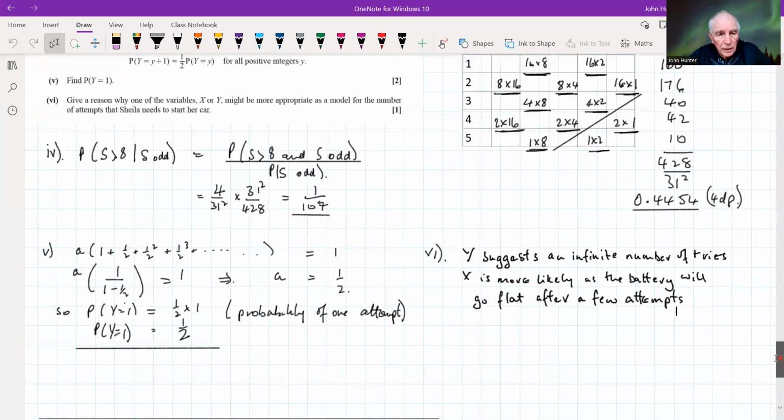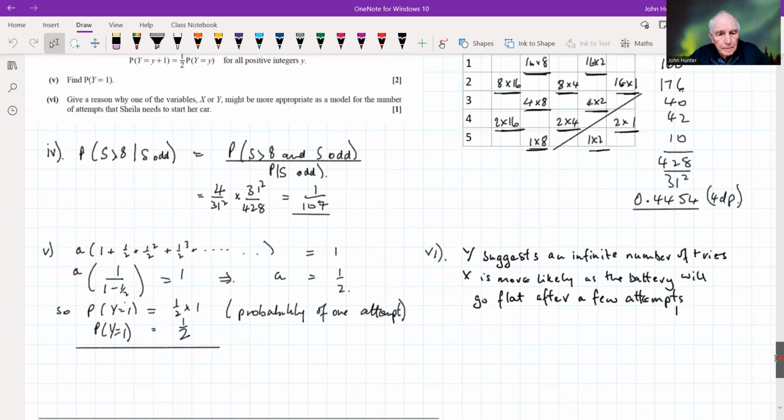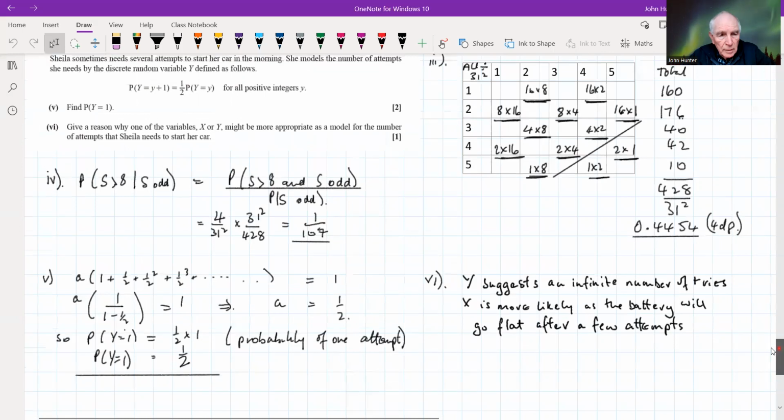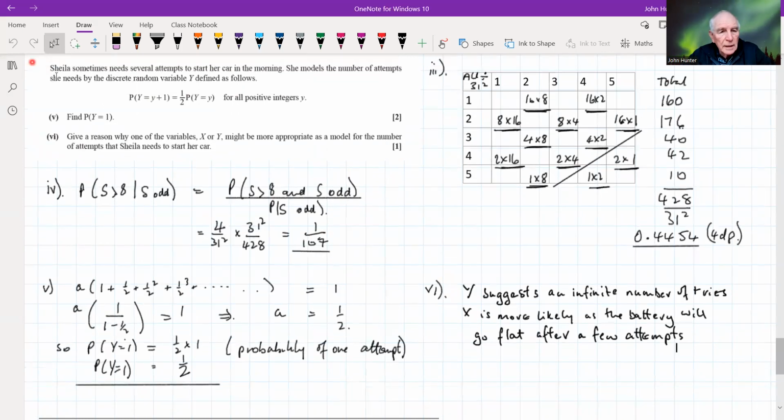Right, continue. And part 5. Find the probability. Oh, hang on a minute, I missed out a bit of the question. I had to look back on this question. I thought, oh, it hasn't mentioned Sheila before. I just brought Sheila in at this stage. Sheila sometimes needs several attempts to start her car in the morning. She models the number of attempts she needs by the discrete random variable y, defined as follows.